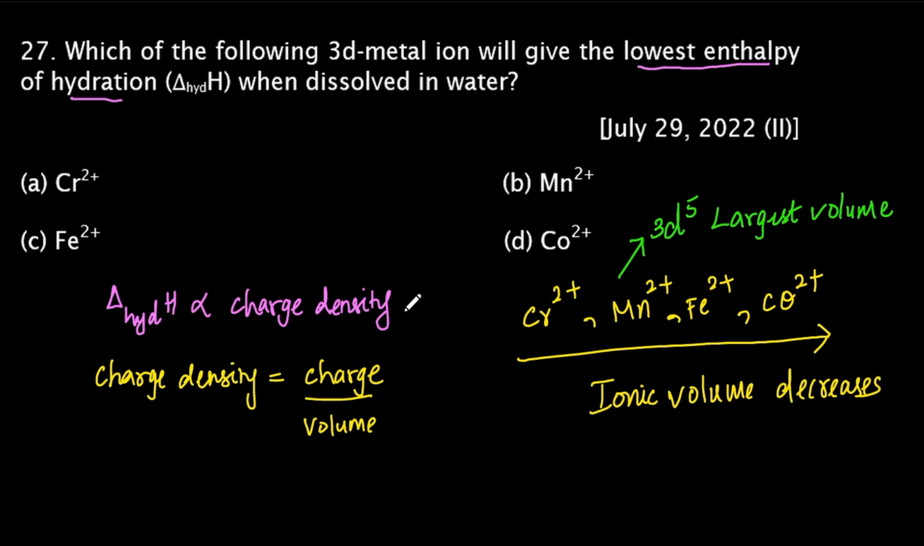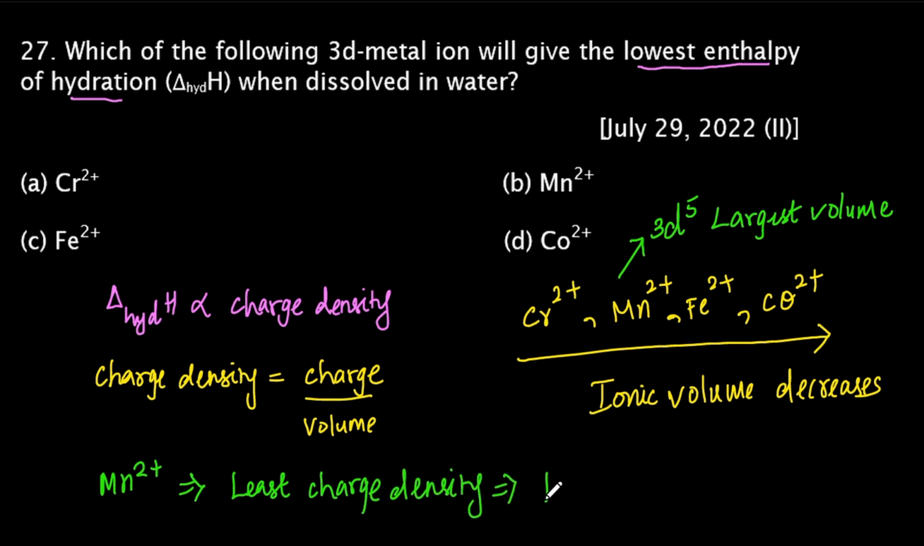Among the given species, Mn2+ has the largest volume, and charge density is inversely proportional to volume. So Mn2+ will have the lowest charge density, and therefore the lowest enthalpy of hydration when dissolved in water. So the answer is B, Mn2+.